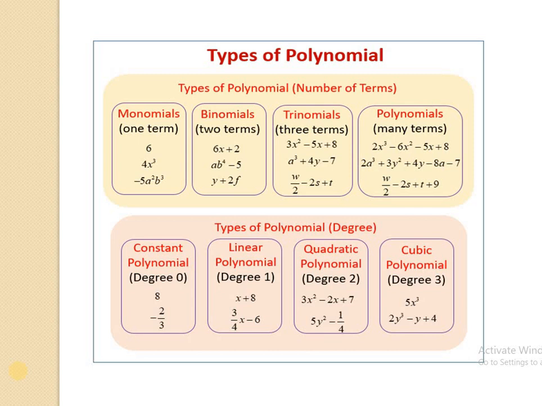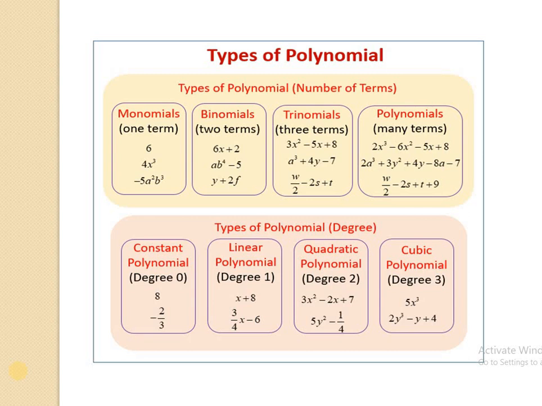Now, next type is binomials, in which only two terms are present. For example, 6x plus 2, ab to the power 4 minus 5, y plus 2f. Another one is trinomials. As the name itself suggests, tri, that is 3. So, 3 terms are there. For example, 3x square minus 5x plus 8. Here you can see only 3 terms are there.